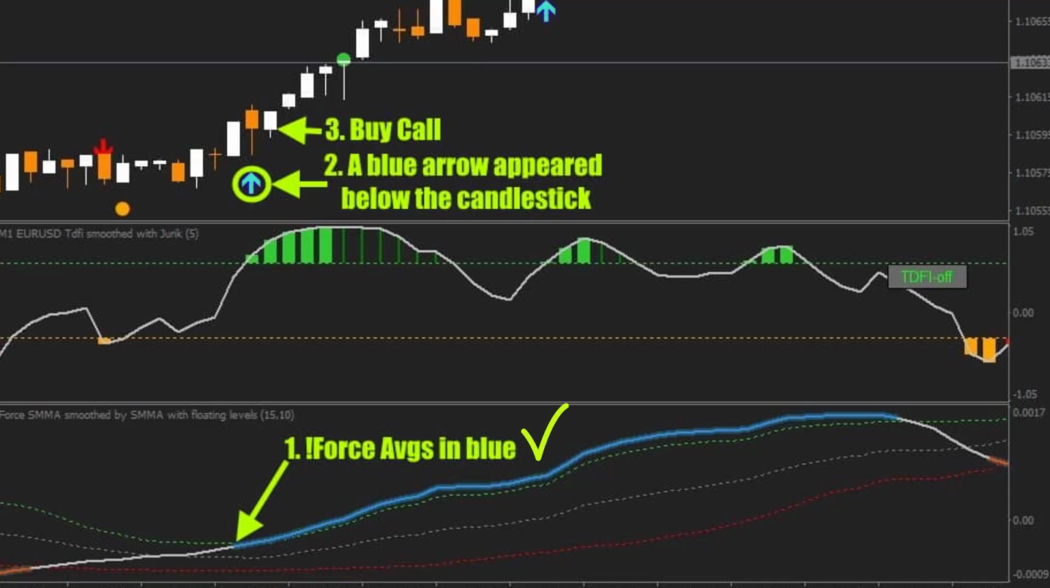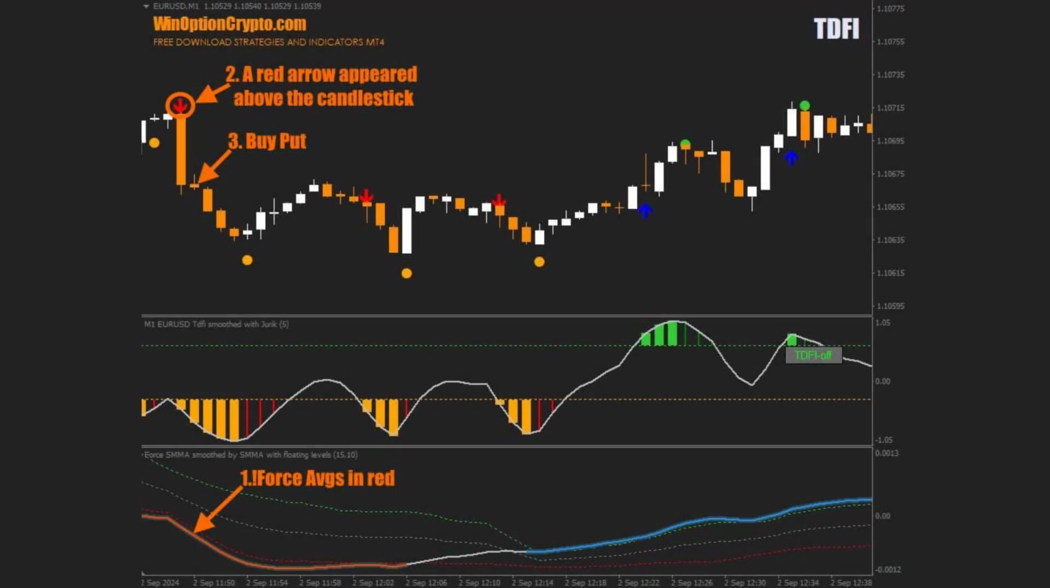To buy call options, you need: one, the force averages oscillator line should be blue; two, a blue arrow appears under the candle; three, at the opening of the next candle, we buy the call option. To buy put options, you need: one, the force averages oscillator line to turn orange; two, a red arrow appeared above the candle; three, at the opening of the next candle, we buy the put option.